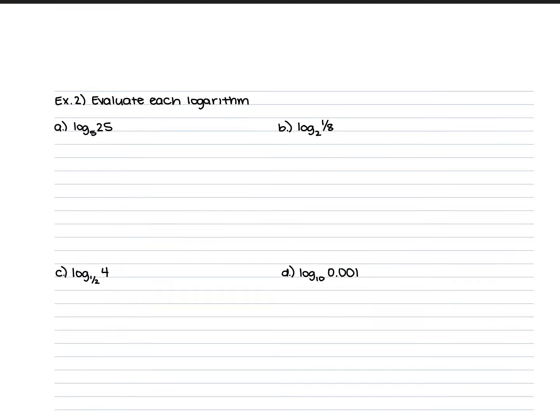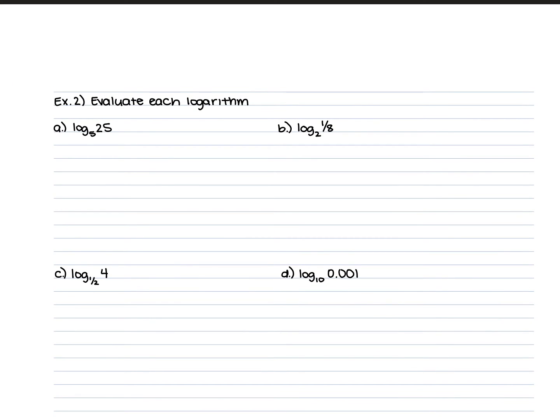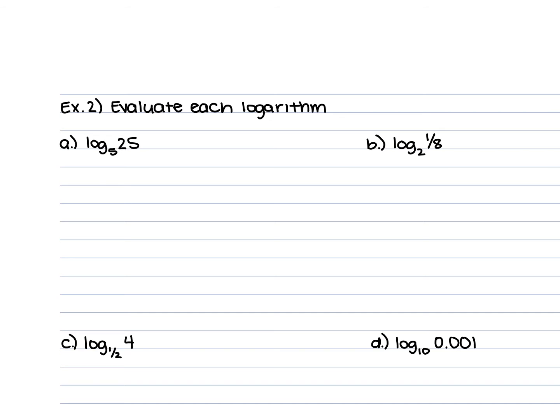Next, we're going to be evaluating these log expressions. When we're doing that, again, we want to read that base to what power is equal to the big number. So if we look at example 2a, we have log 5 of 25. So this is really asking us 5 to what power is equal to 25. That power is going to be your answer. So 5 to the second power is 25. That 2 is our answer.